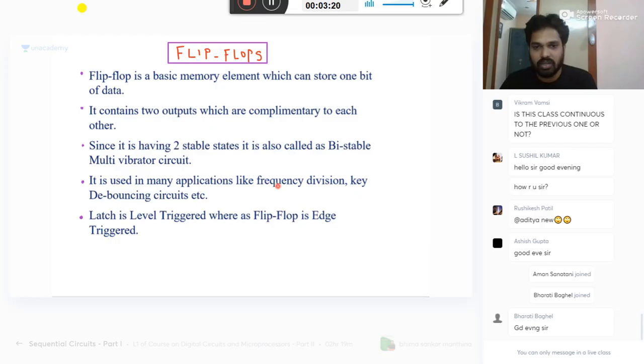Okay, frequency division, key debouncing. What is this, sir? Don't worry now. I will explain it. Don't worry. Latch is level triggered, flip-flop is edge triggered. Okay, leave it. What is level triggering? What is edge triggering? Everything we discuss in the coming. Okay, for timing, don't worry about it much. So I will prove all the points here.